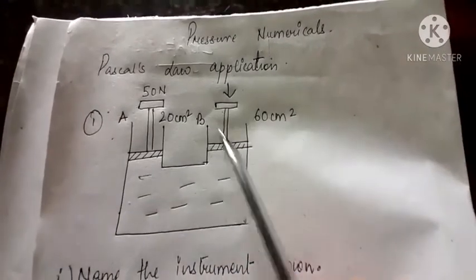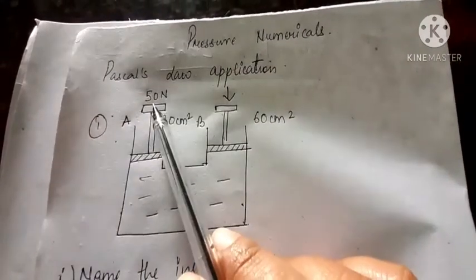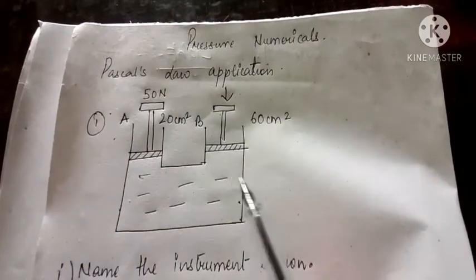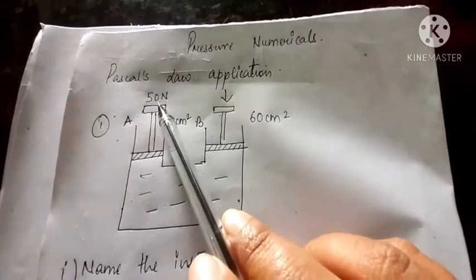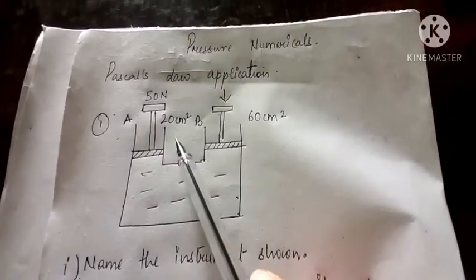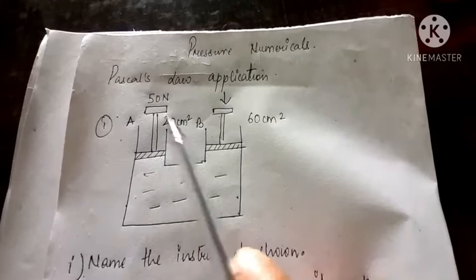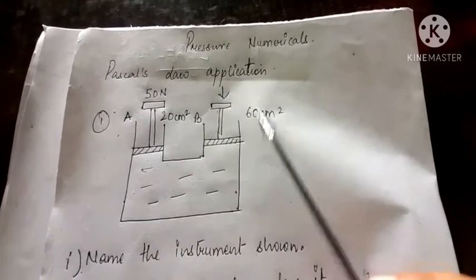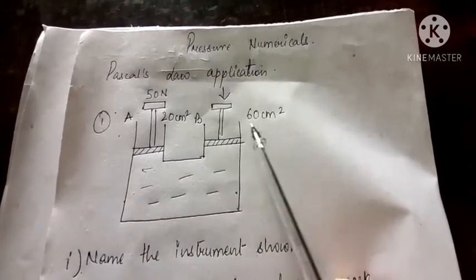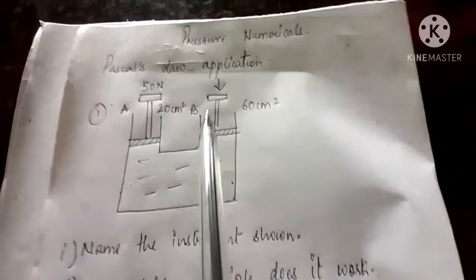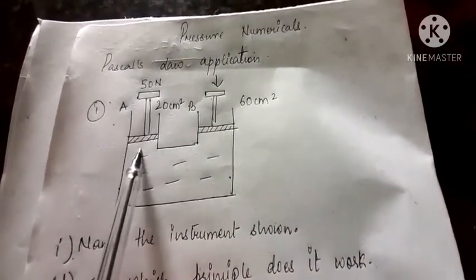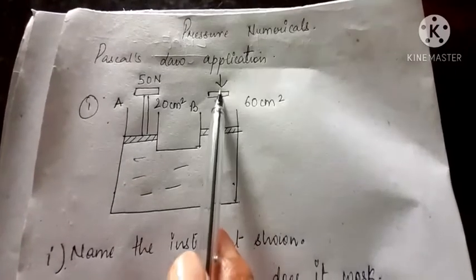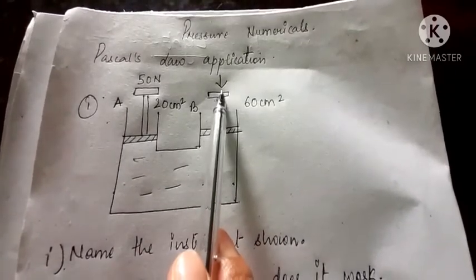We have two pistons. In this area A, this is one area and there is another area. There are two pistons. This area A has a force of 50 Newton. Area of A is 20 centimeter square. Area of B is 60 centimeter square. That means this is 60 and this area is 20 centimeter square. Force in area B is not given.